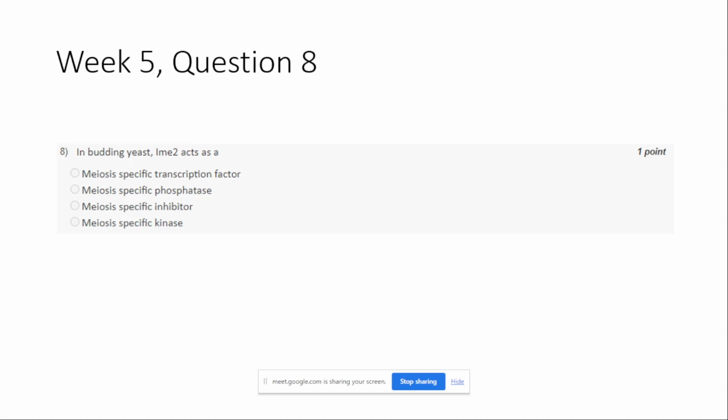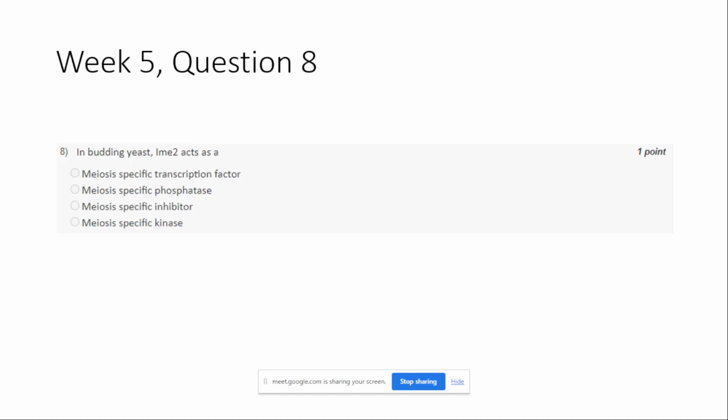Phosphatase, transcription factor of what? Kinase. Not a transcription factor actually. Do you remember? It is a kinase. Yes, sir, kinase. And what is its substrate? Do you know? Substrate of IME2? Substrate is IME1. Okay, IME1 is the substrate for IME2.